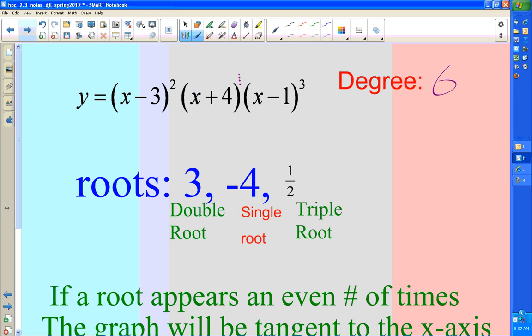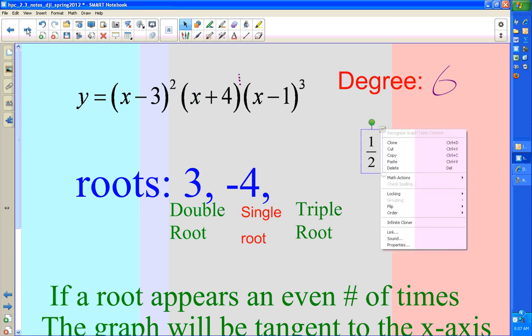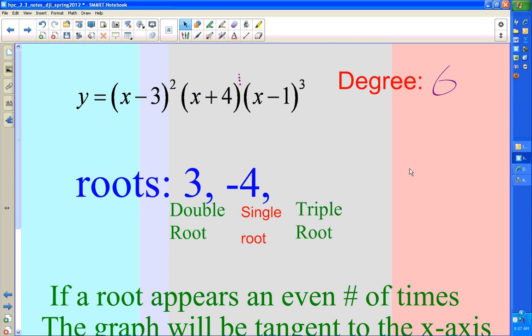Because it's in factored form, you also should be able to identify that the roots of the function are going to be 3, -4, and 1. So 3, 0, -4, 0. I don't know why that says a half. Well, I do know why it says a half. This should be a 1 right here. Then we will replace it with a 1.